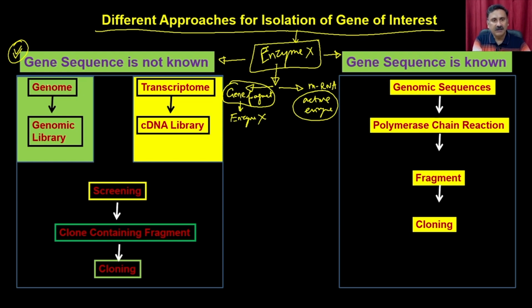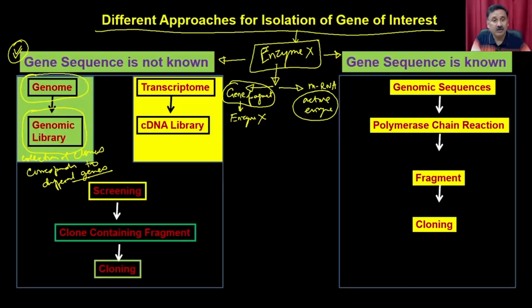Whether you want to use the genome or the expression profiling, in both cases you might have to prepare a library. When you want to look at the genome, you have to prepare a genomic library. A genomic library is nothing but a collection of clones corresponding to different genes. All the genes, whether they are expressing and giving you the protein or not, will be in it.